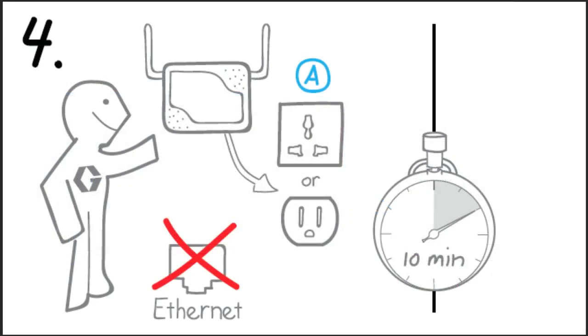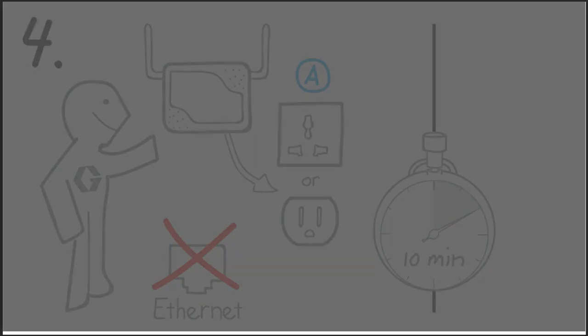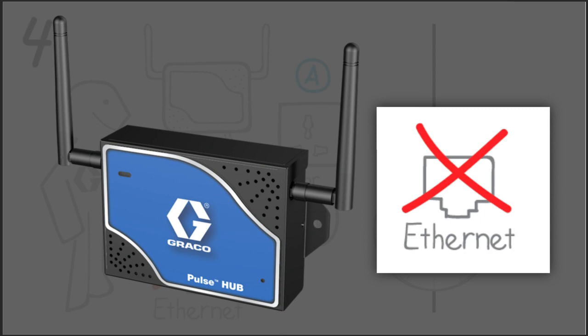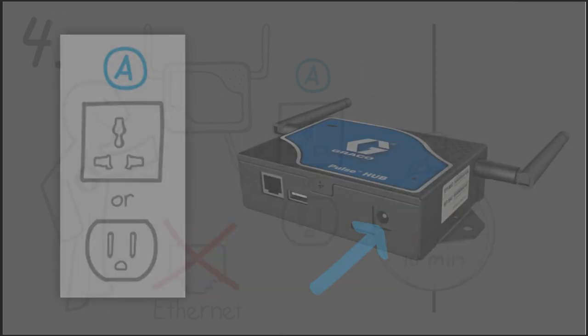Now it's time to start setting up the hub. First, make sure the hub is ready. Make sure the antennas are installed and that you have the power cord. You do not use an Ethernet cable during this step with this method. Plug in the power cord.